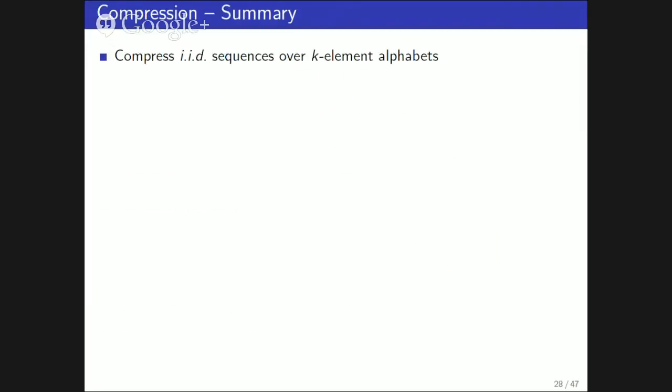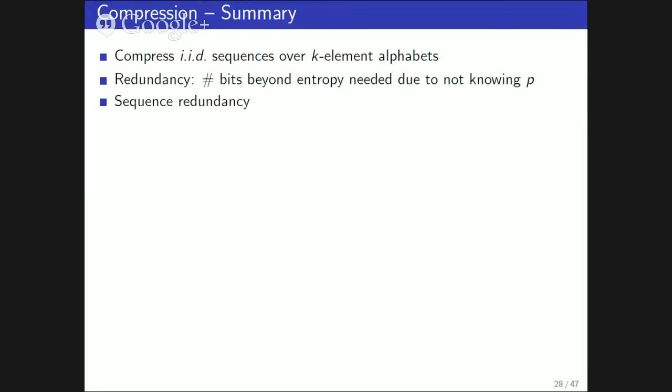So, summary for compression. If you want to compress IID sequences over k-element alphabets, the redundancy is defined to be the number of bits beyond the entropy that you need when you don't know the underlying distribution P. If you look at the sequence itself, its redundancy is roughly (k-1)/2 times log n. So if k is fixed and n increases, it will go to 0. But if k is large, comparable to n, then you'll get something large. In fact, you'll get a constant. For large alphabets, the redundancy will be infinity.